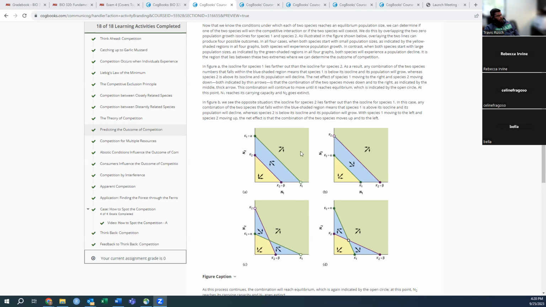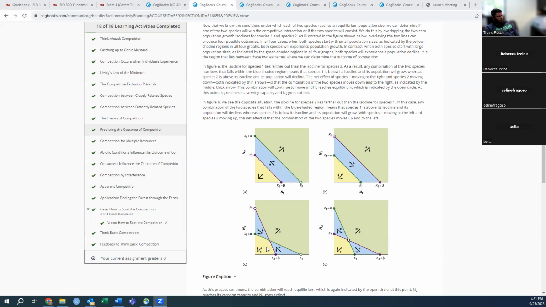So we could predict who was going to win here, but here it's going to depend on where we start. If we start above, it's going to move down. And if we shift over here, population two is going to win out. If we shift in this direction, population one is going to win out, and population two will die out. If we start over here, it depends on who grows faster as to which population is going to win out.